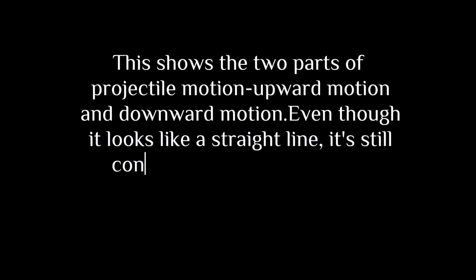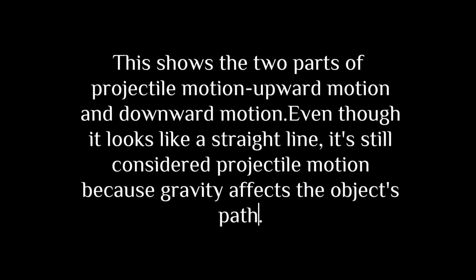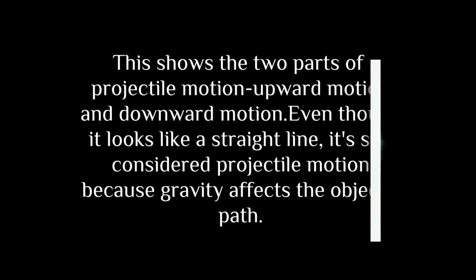Even though it looks like a straight line, it's still considered projectile motion because gravity affects the object's path. This simple coin toss actually shows the same principle that applies to throwing a ball, kicking a soccer ball, or even shooting an arrow. In all cases, gravity pulls the object downward, shaping its path. So whether it's a coin, a basketball, or even fireworks, they all follow the laws of projectile motion.